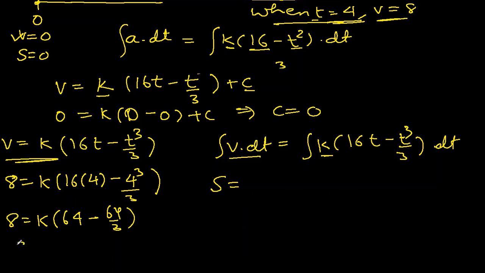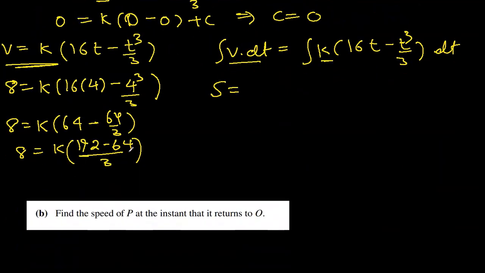Okay, so 8 equal to 64 times 3, 192. Let me do it here, 192. I'm doing it mentally. Please use calculators if you are not understanding what is happening here. So it is coming out to be how much? Let's see, 8 times 3. Let's cross multiply this. Equal to 192 times minus 64 will be 128 and k.